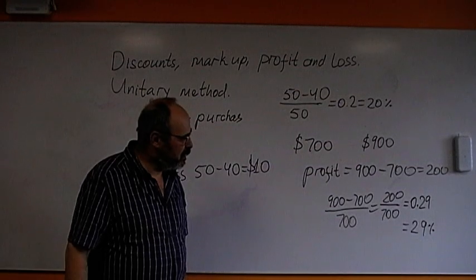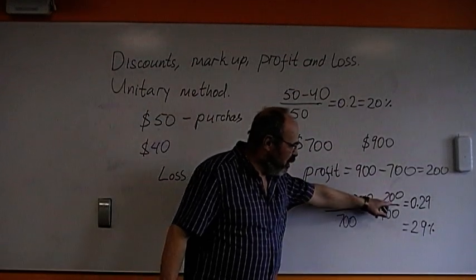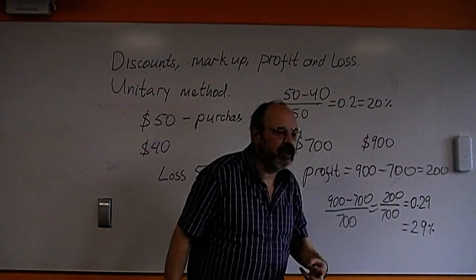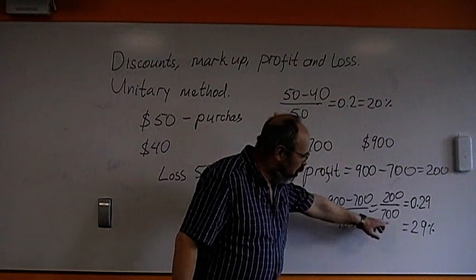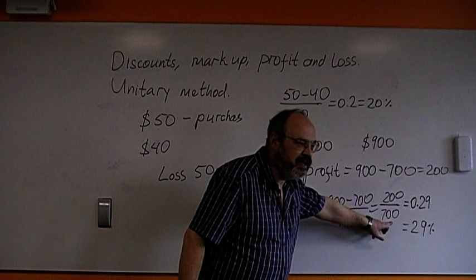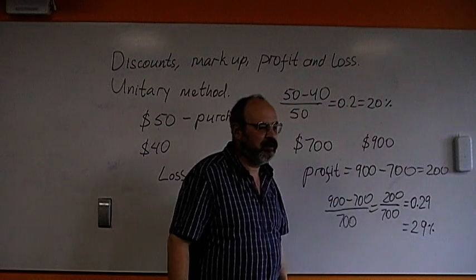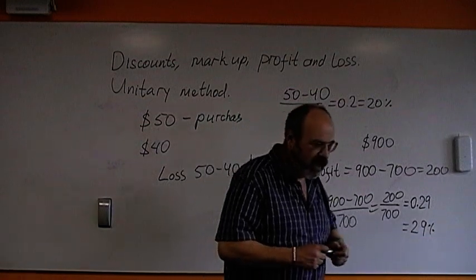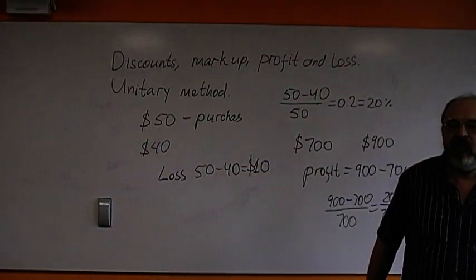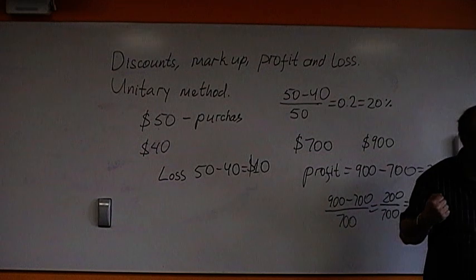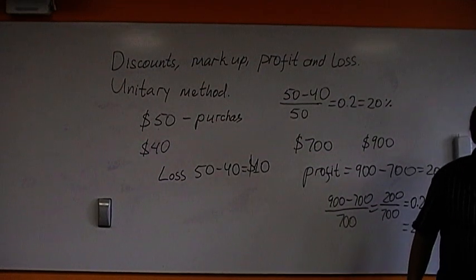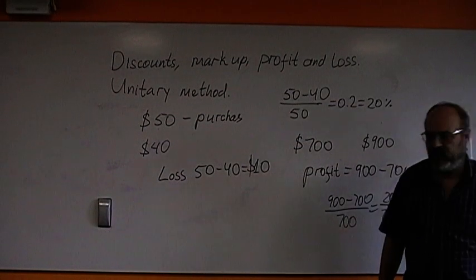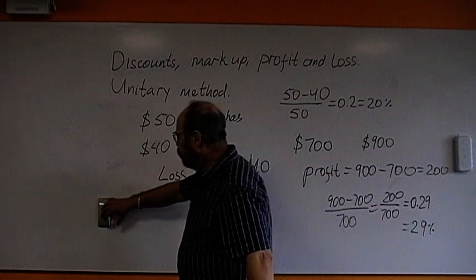Because he got a profit of $200, compared to the purchase price it's 29% of the purchase price, so he made a profit of 29%. Does that make sense? Profit or loss over original value times 100. And now, the unitary method.